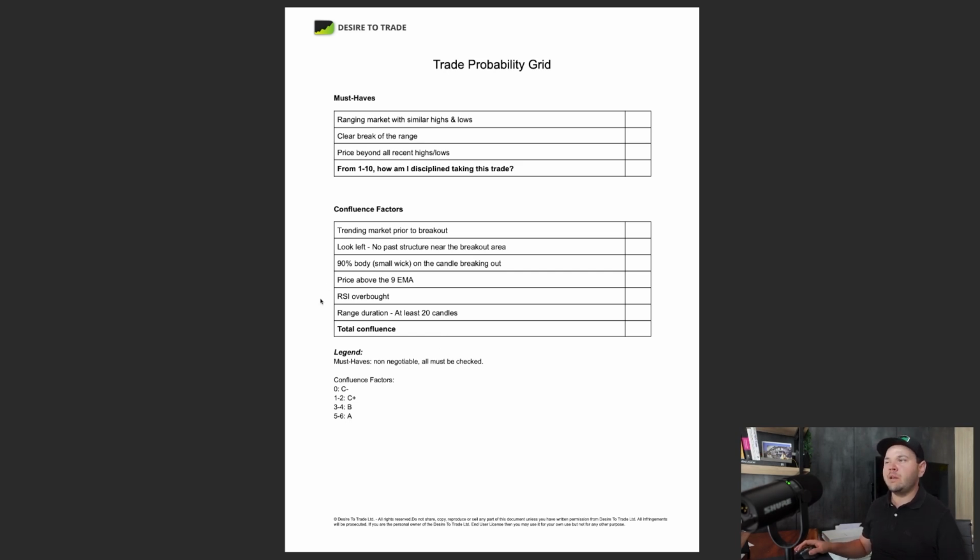Now see how you can tweak this to whatever you have. This can fit any strategy you could think about. It's a very simple checklist. You can just check and go on with your trading.